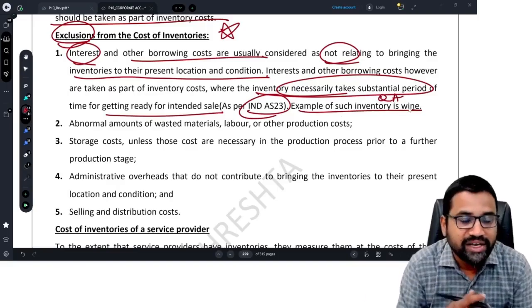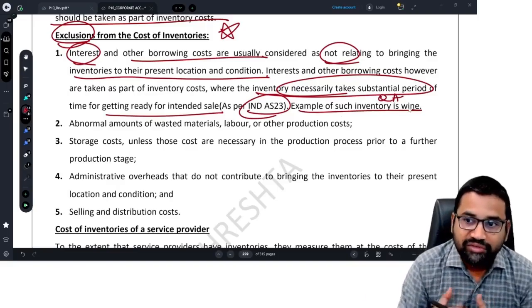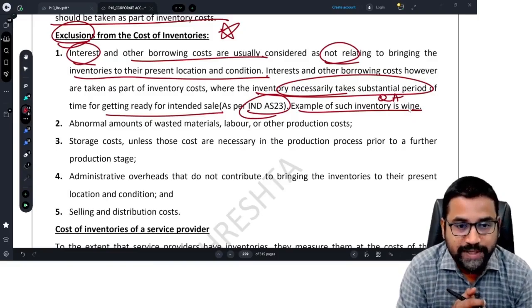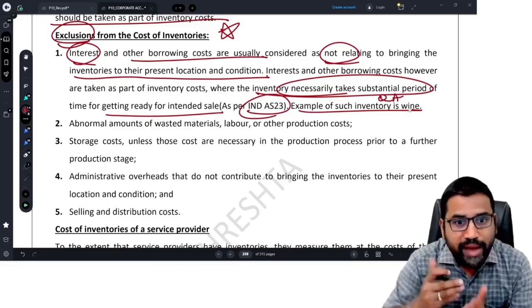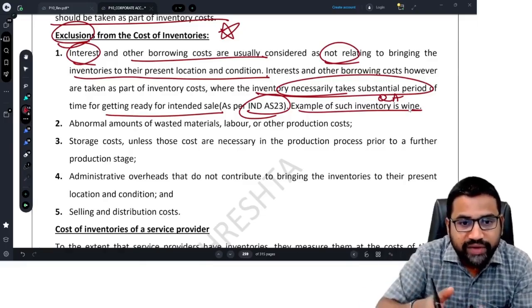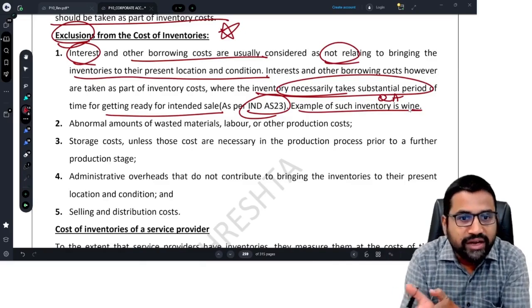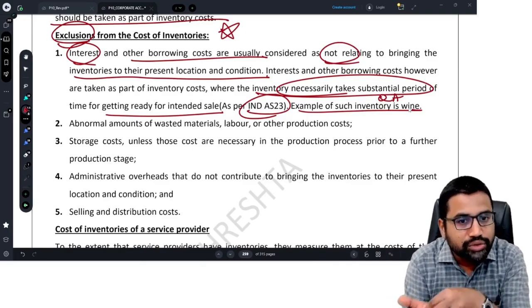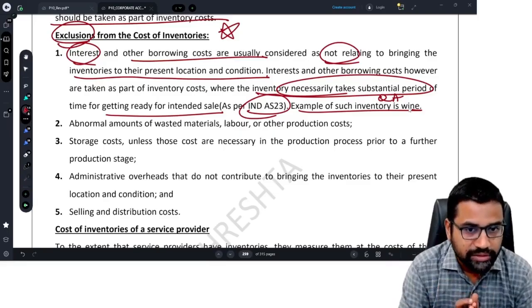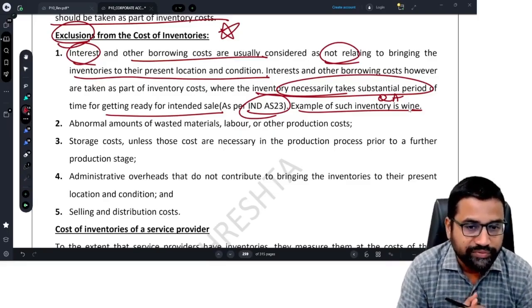For example, inventory like wine is a qualifying asset because it takes a substantial period of time to get ready for intended use or sale. When you are manufacturing a qualifying asset which takes a substantial period of time to get ready for its intended use or sale, then interest and other borrowing cost, you can include it. But for normal inventory, interest and other costs should not be included. So this is the first exclusion from the cost of inventories.